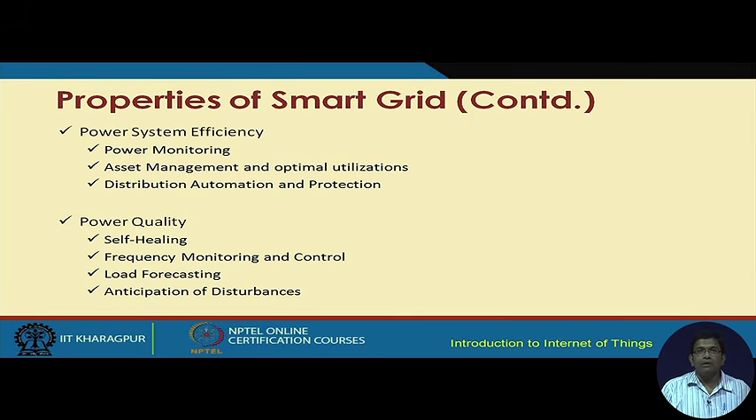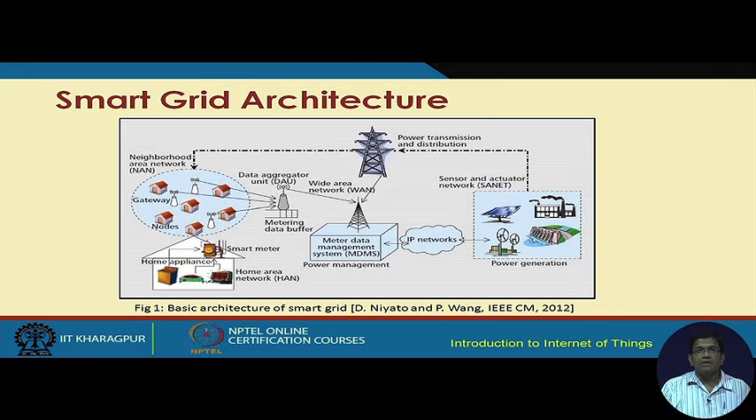and reducing the overall blackout and brownout times is possible with the help of load forecasting, and anticipation of any type of disturbance, any type of interruption is possible with the help of smart grid. So, here is the smart grid architecture.